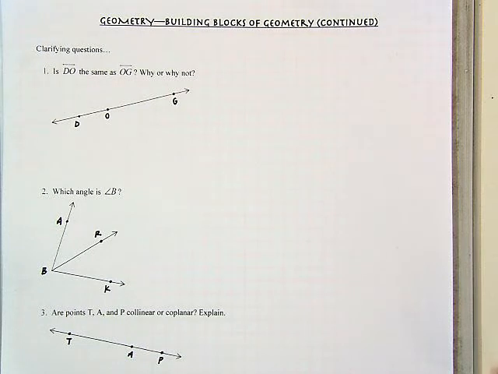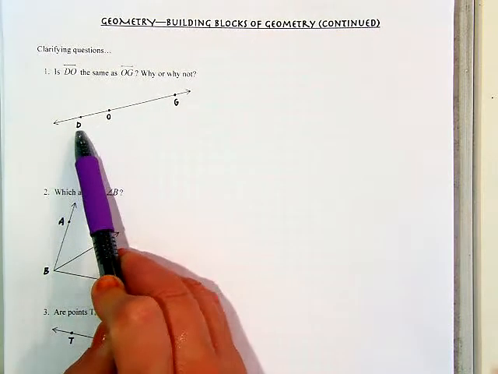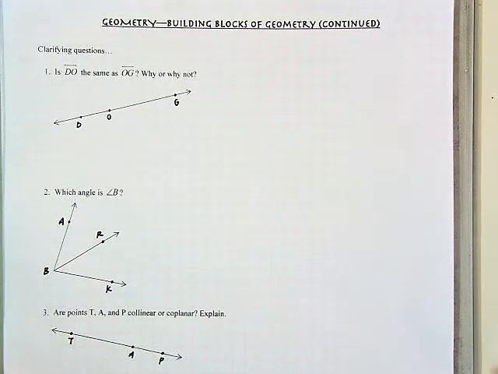Today we are taking on the building blocks of geometry just a little bit more. There are some common clarifying questions that come up that I wanted to address just by going over these four problems. So first up, I'm giving you a visual. So here we see a line, and I've marked 3 points on that line.